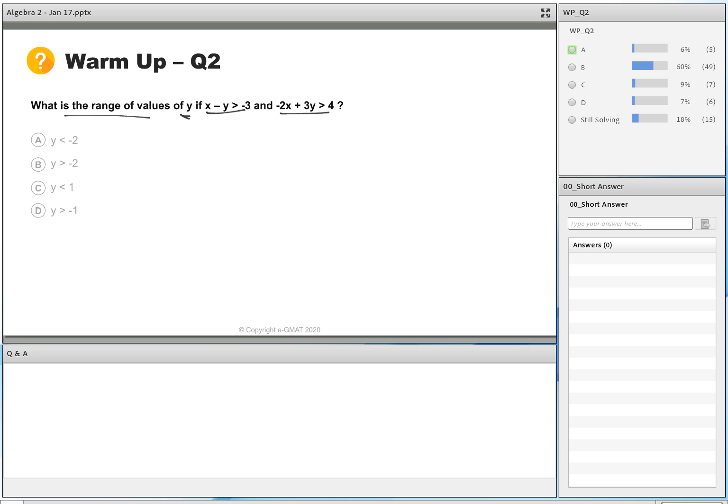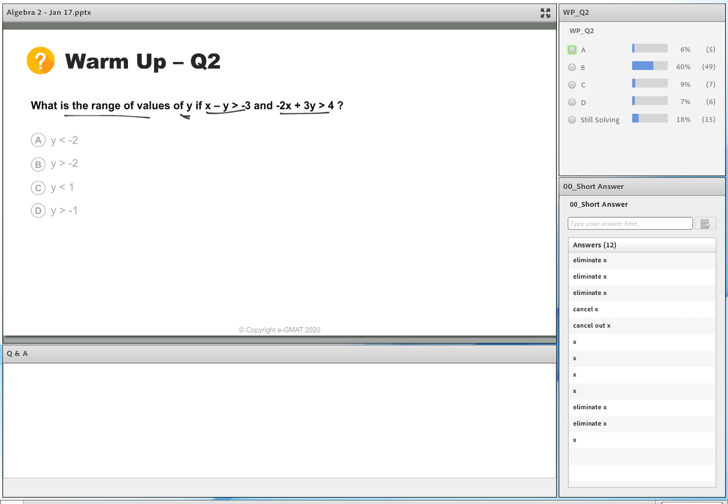I've opened the short answer poll where I want you to tell me, if I need to find out the range of values of y, what do I need to do for these two equations? What do I need to eliminate? Yes, I would have to eliminate x over here.